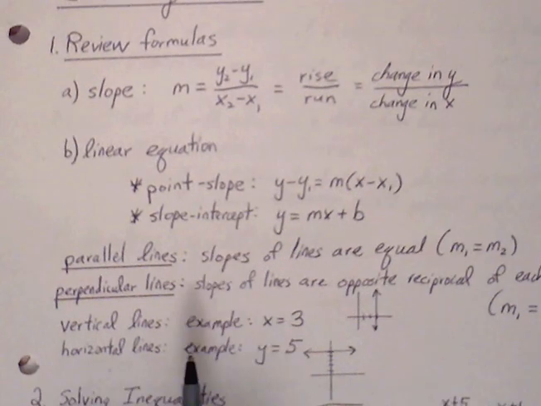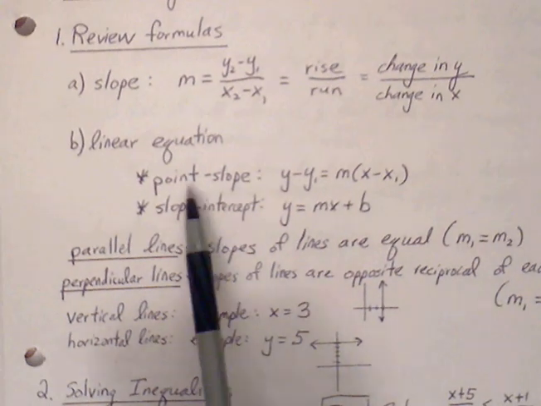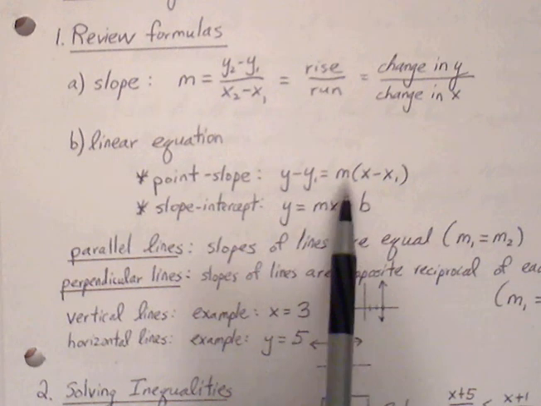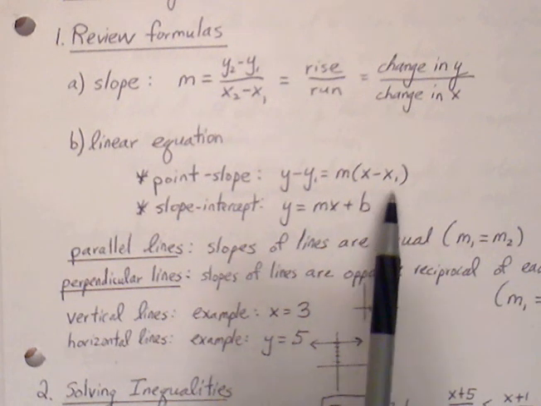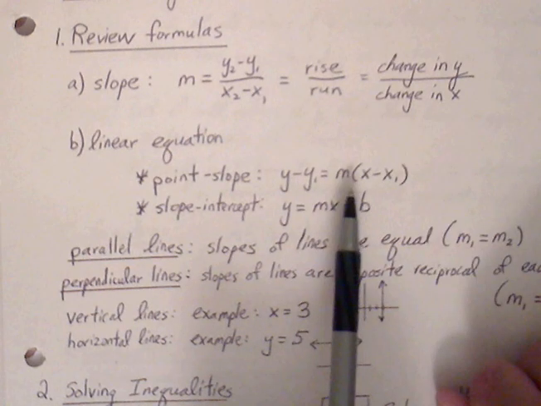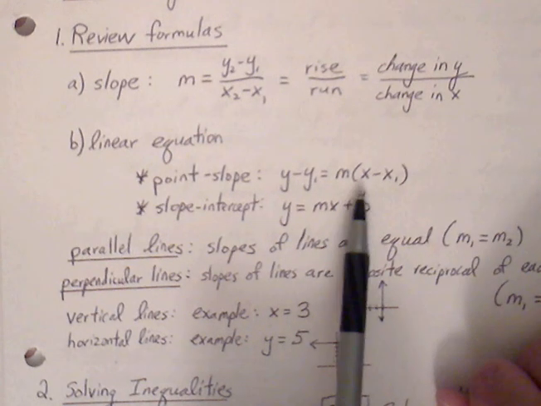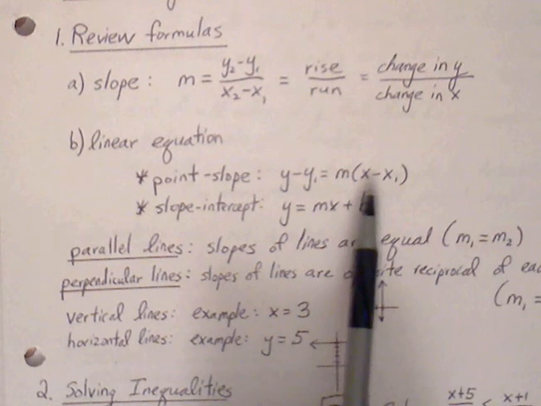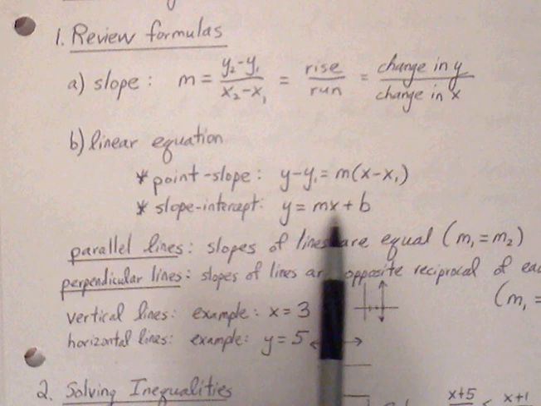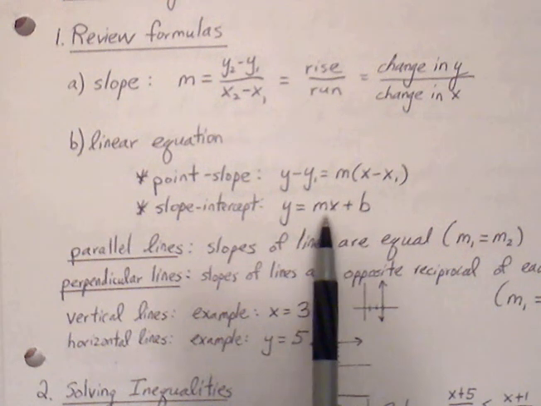Linear equation, we can write it in point slope form. Y minus y sub 1 is equal to m times x minus x sub 1. X sub 1 and y sub 1 represents the ordered pair. M is the slope. And we keep the y and the x variable when we write the equation. Slope-intercept form, y equals mx plus b. Y-intercept is b, m is the slope.